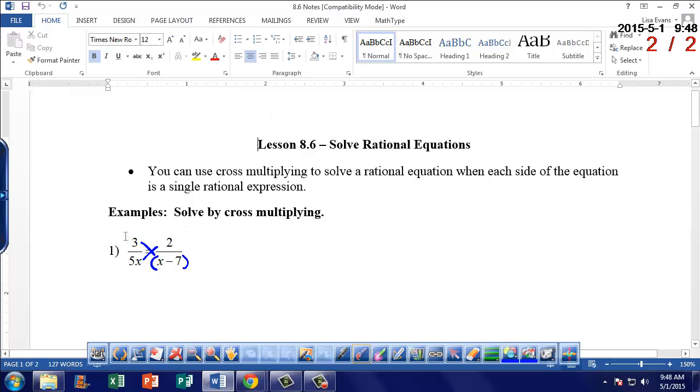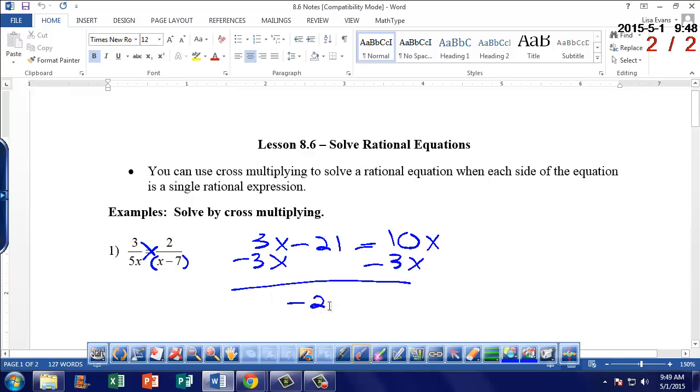So I'm just going to go ahead and do 3 times x minus 7. I get 3x minus 21. And on the right, I get 5x times 2, which is 10x. Now, in this problem there's no x squared, so I'm just going to go ahead and get x by itself. So I can subtract 3x from both sides. When I do that, I get negative 21 equals 7x, and x equals negative 3.